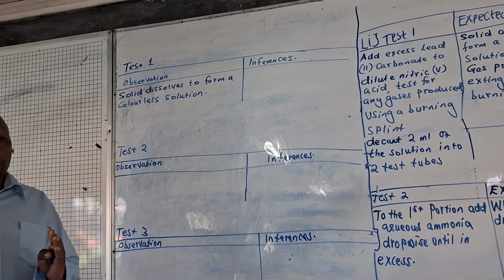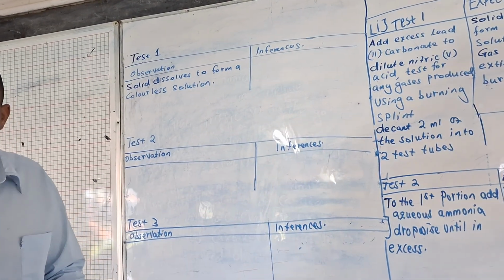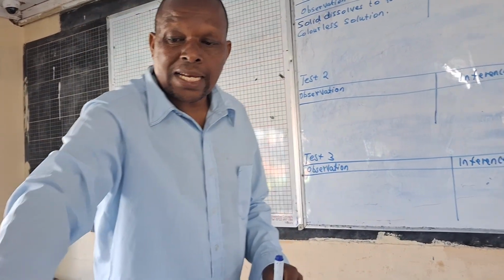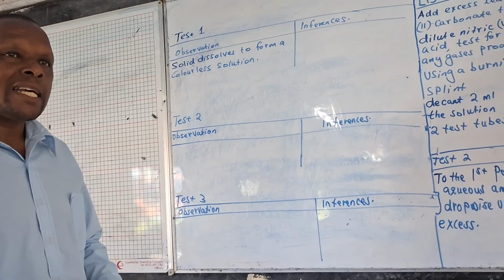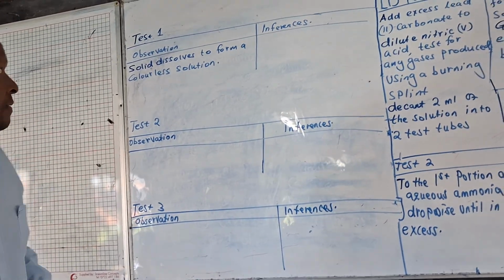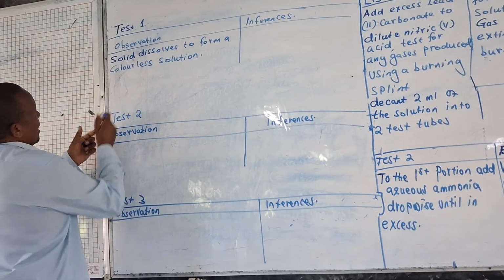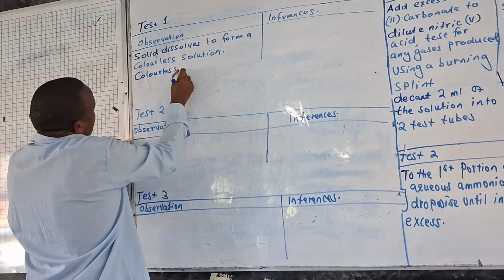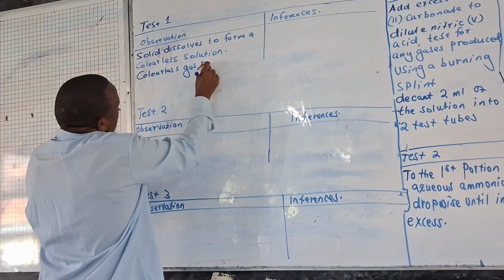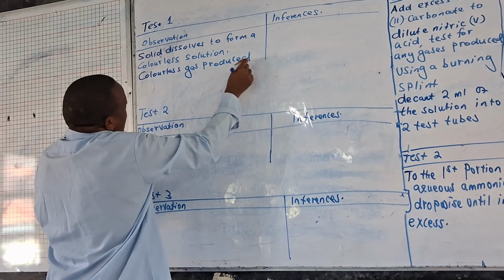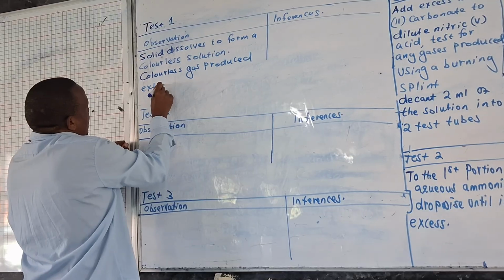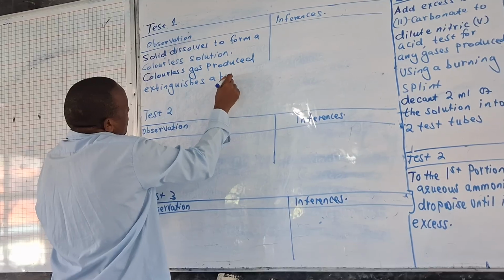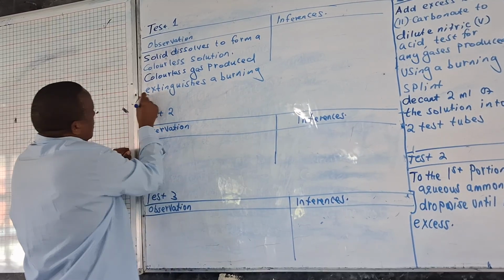Colorless gas was produced. We mention first of all the color of the gas. So you can see we are getting a clear solution, is it? So colorless gas produced. And that gas extinguishes a burning splint. Very good. So you say colorless gas produced extinguishes a burning splint.